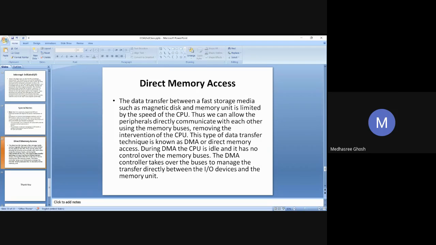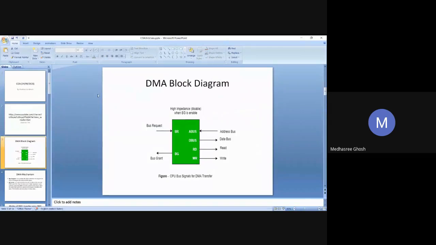Now I'll continue with another one. Is this visible? DMA block diagram? Yes, ma'am. Okay, thank you.